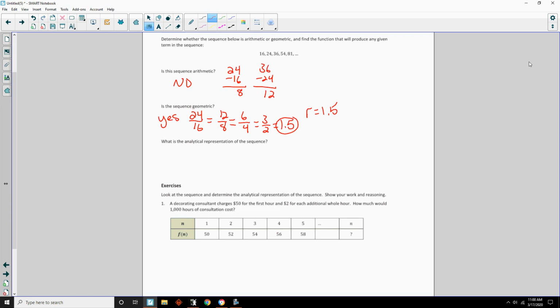Then it says, what is the analytical representation of the sequence? Okay, so what they mean is, what's the equation? So if we're going to call this some function with respect to some n, and it is a geometric sequence, you take the first term, 16, and multiply it by your common ratio, 1.5, to the power of n minus 1. And there is our representation of the sequence.